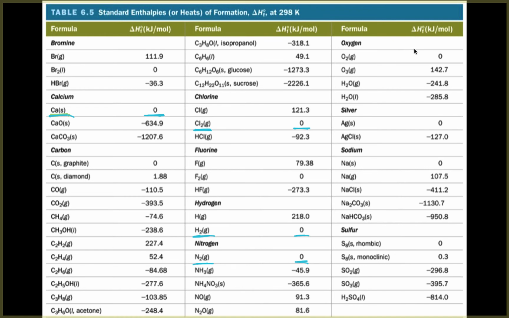The only one that's a little bit weird that you have to remember is carbon. So carbon solid is standard state, but graphite is considered standard. Diamond has a small enthalpy of formation. So if it's given as graphite, you know the value is 0. If it's given as diamond, then you know that there's a value, and that would be provided.